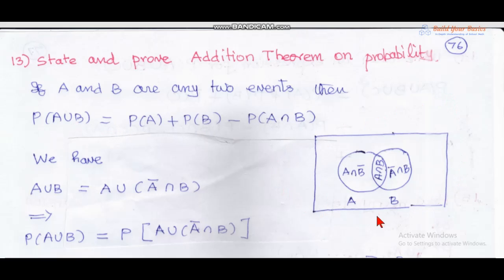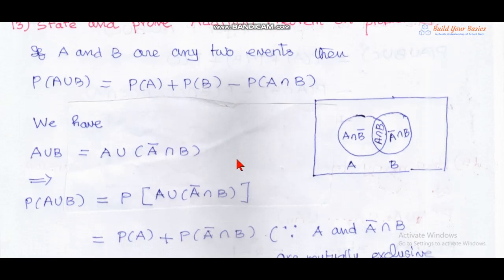Now we have the diagram. A and B are any two events, and we have A intersection B bar, A bar intersection B, and we have A intersection B. From the figure, we have A union B equal to A union A bar intersection B. Therefore, probability of A union B equal to probability of A union A bar intersection B.